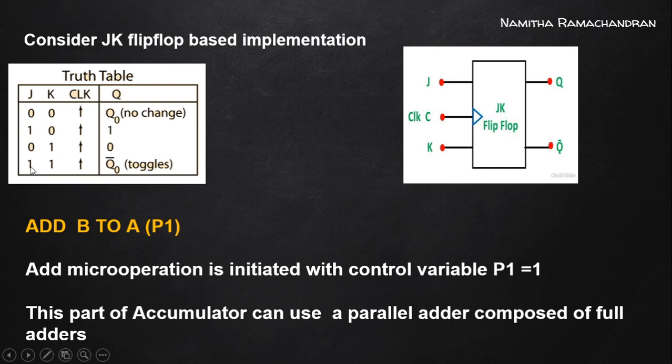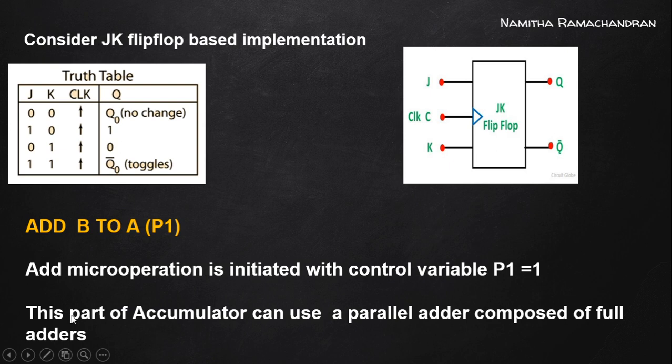Next is the 1, 1 case, that is J equal to 1 and K equal to 1. This indicates a toggle case, that is, whatever value is present here, its complement is available here. While applying a clock pulse, whatever value is present here gets complemented, and the next state indicates the complemented form of the previous value. That is the toggle case. Okay, we have already learned this truth table in digital systems, right?